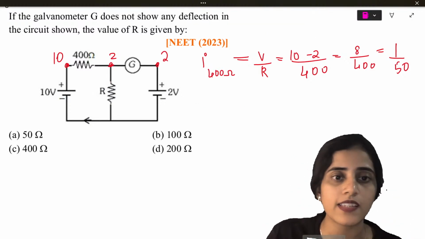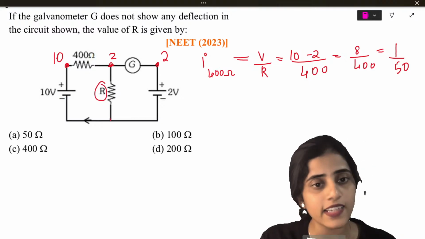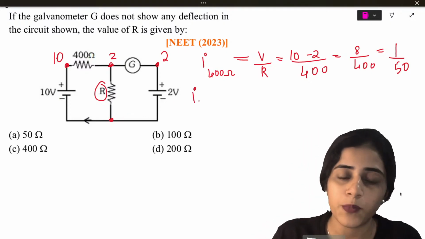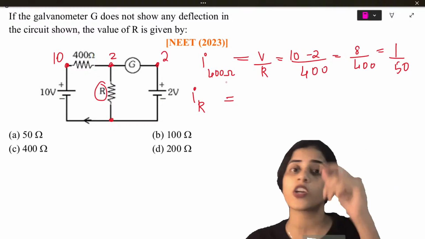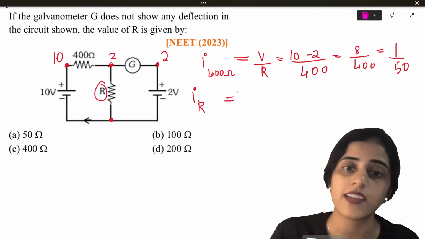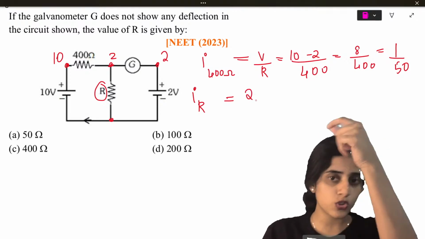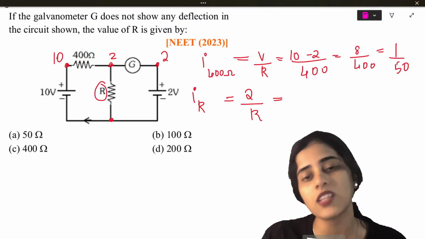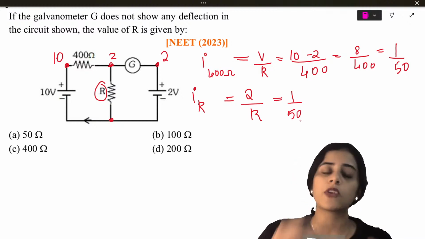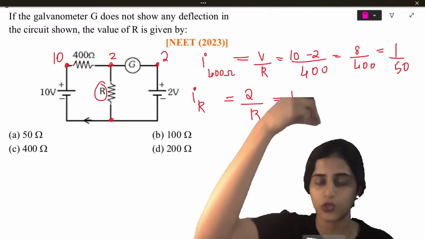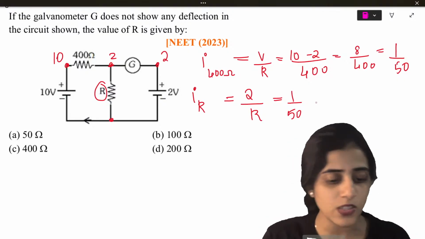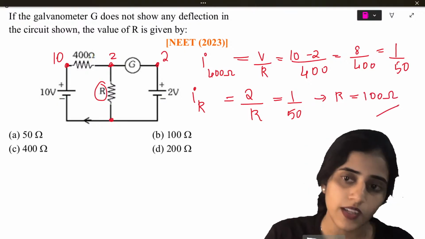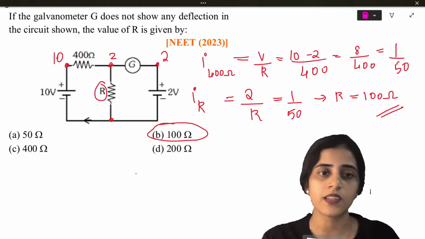Now I have to find out the resistance R. For that, I'll take the potential across R. Here there's nothing, it's 0. Current across 400 is what I found. Now I'll find out the current across R. It's going to be equal to voltage, 2 volts, divided by the value of resistance you don't know: 2 by R. Now shouldn't this be the same as 1 by 50? Why? Because the current from the 400 ohm arm is going to come down to the resistance arm. So 2 by R should be the same as 1 by 50. From this, R is going to be equal to 100 ohms. Option B. Did you all understand this?